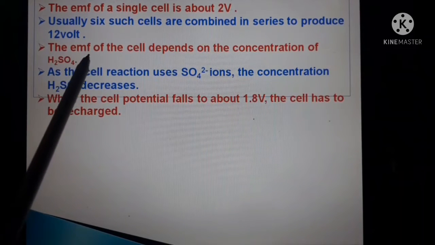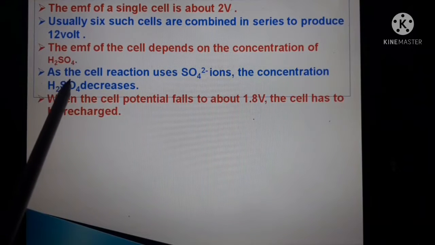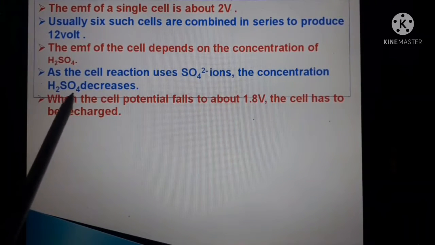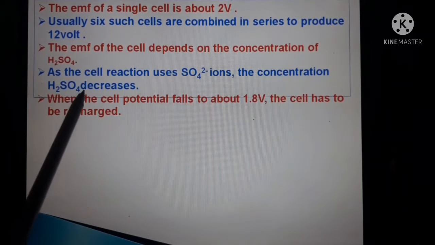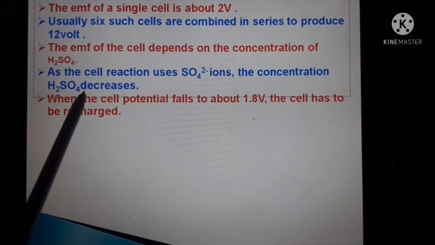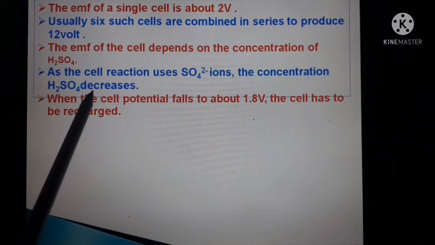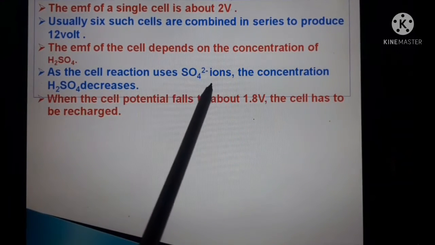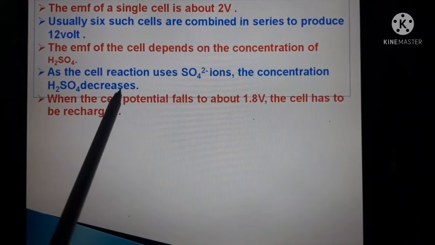Next, the EMF of the cell depends on the concentration of the sulfuric acid. Very important concept in this cell. Only the EMF depends upon the sulfuric acid, because already you know that lead is combined with the sulfate ion to give lead sulfate. As the cell reaction uses sulfate ions, the concentration of sulfuric acid decreases.